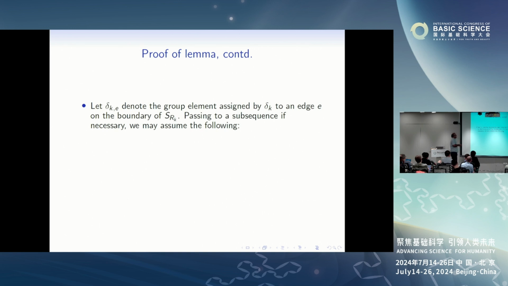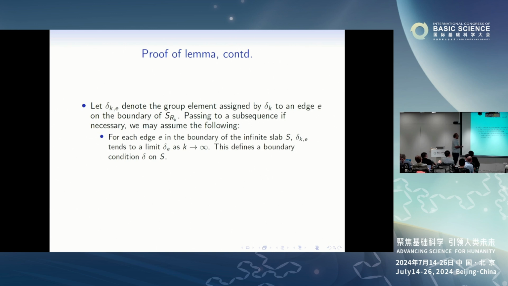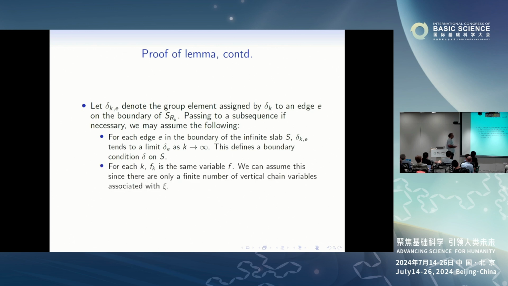So let delta k e denote the group element assigned by delta k to an edge e on the boundary, and passing to a subsequence, we may assume that for each edge in the boundary of the infinite slab, this tends to a limit delta e as k goes to infinity. So this defines a boundary condition delta. These are compact Lie groups, so for each edge you have a sequence of elements changing with k, but you can find a common subsequence so that these are all converging for every edge. And then you can assume fk is the same variable f, because there are only a finite number of vertical chain variables.